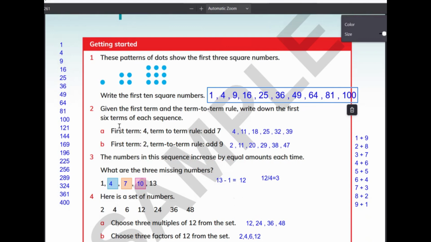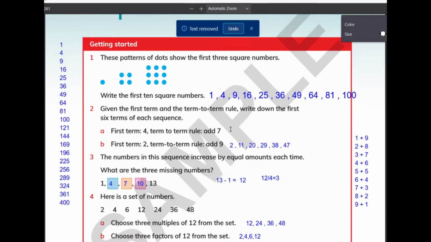So question number 2, they say given the first term and the term-to-term rule, write down the first 6 terms in a sequence. What I want you to understand always is this. They ask us to write the first 6 terms. I have so many students who make a common mistake. The first term is 4, but they start with 11. No, you need to start with the first term. The first term is 4. So you write the 4.